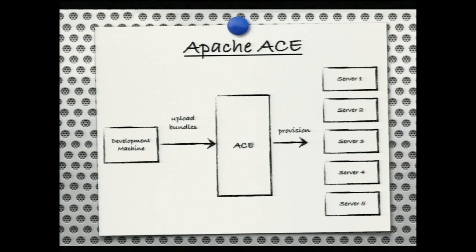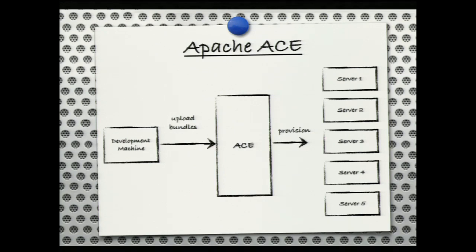That just doesn't scale. And what we want to do is say, well, we have some provisioning server, which is Apache Ace. We're going to upload our updated bundles to Apache Ace, and Apache Ace is going to update all the application servers automatically. And a server, like you see on the right-hand side of the slide, can be just any kind of OSGi framework with just one extra bundle installed in it.